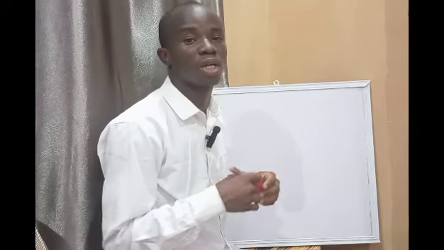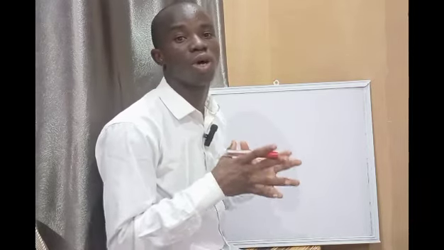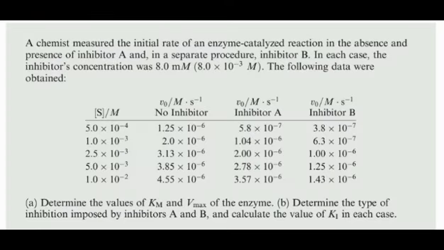In this section I'll be talking about how to get Km, Vmax and Ki when you are given data of an enzymatic reaction. So this is the question we are going to be discussing in this particular video.